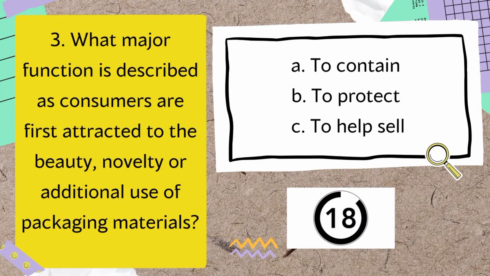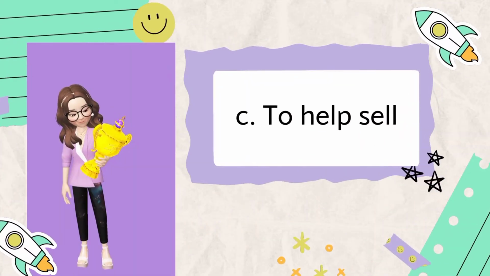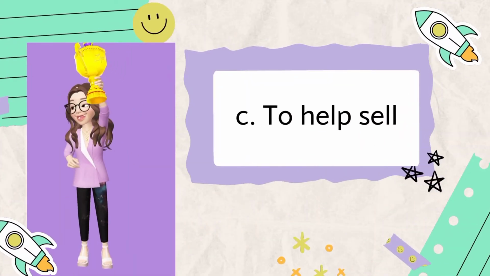3. What major function is described as consumers are first attracted to the beauty, novelty, or additional use of packaging materials? A. To contain. B. To protect. C. To help sell. Answer: C. To help sell.